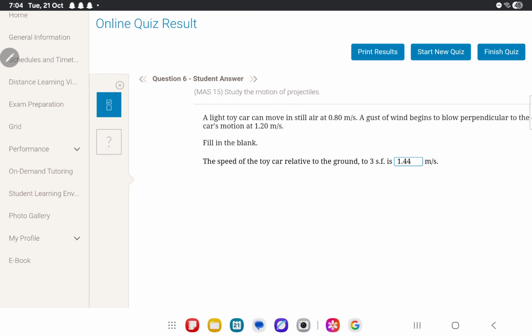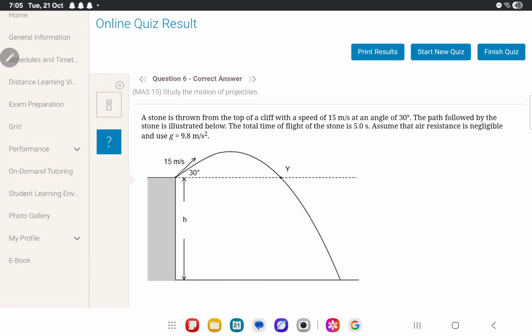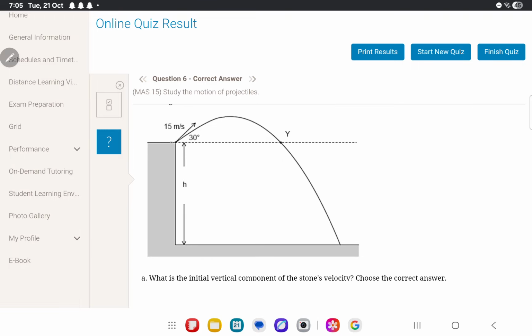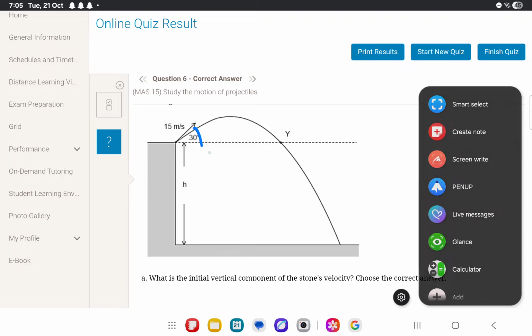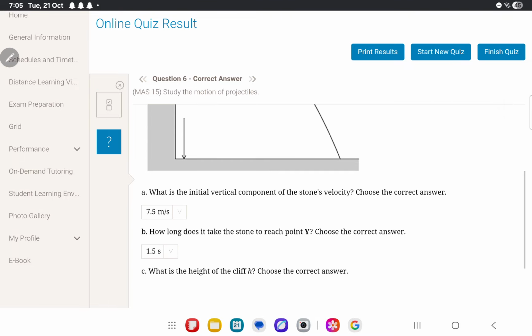Okay, question 6. I'm not even going to read any of this. All I need to know is g is equal to 9.8 and the rest is given to me in the graph. So here you have 30 degrees as your theta, and you have V0 as 15. So first of all, what do they want? They want the initial vertical component.